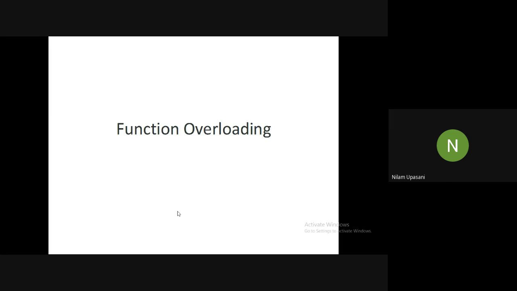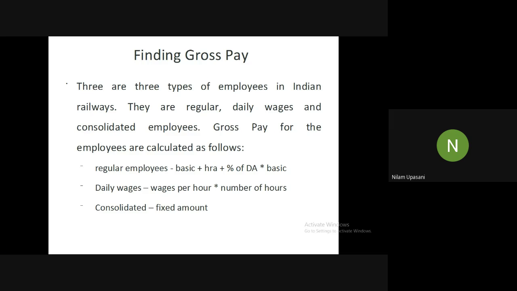First type of polymorphism you can say is function overloading. Just try to relate this concept with a real world example. Why do we need these polymorphisms and all that? There are three types. This is just one case study.